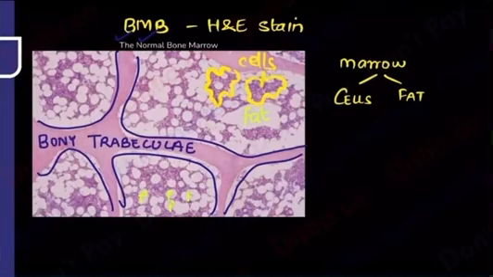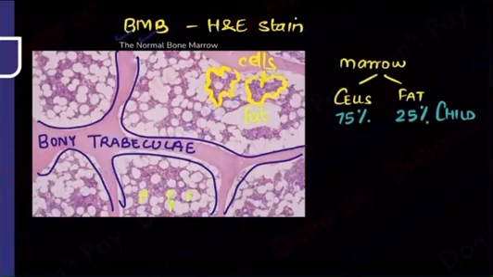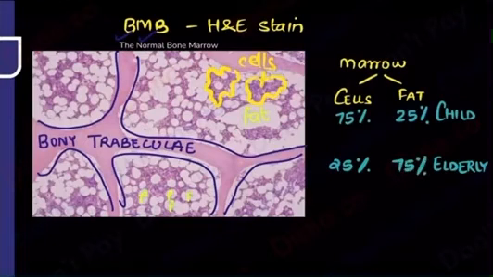So remember, when I'm talking about a child, what do you think a child is going to have? A child is going to have too much ability to make cells. So a child is going to have 75% cells and only 25% fat, because a child has more ability to produce cells, right? Whereas if I'm talking about a very, very old person, an elderly person, the ability to make cells goes very, very low. Your ability to make new things is very low. So your cells are only going to be 25%, and the majority of your bone marrow will become fatty.